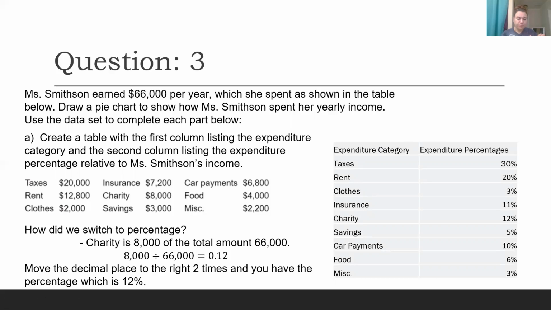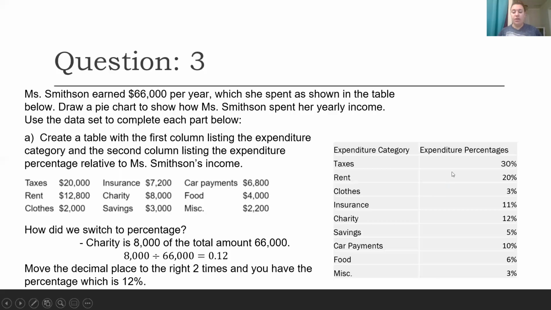And so what it's wanting is us to switch the money into percentage. So how do we switch to percentage? Let's say charity is 8,000 of the total amount of 66,000 that she has. If you take the 8,000 and divide it by 66,000, it gives you 0.12. If you move the decimal place to the right 2 times, then you have the percentage, which is 12. So that means charity took up 12% of that amount of money.